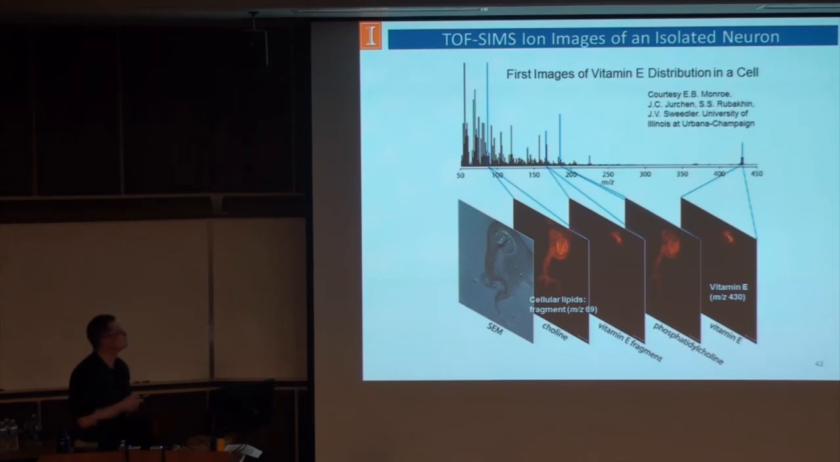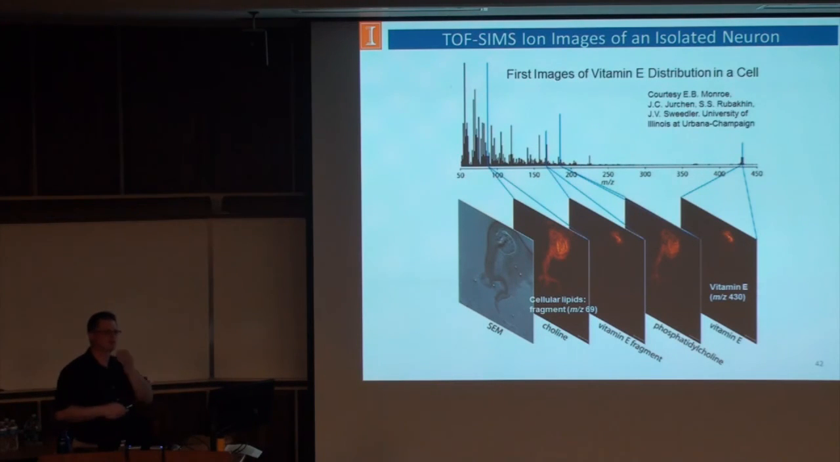This is some biological work that was done early on by Eric Monroe in the Sweedler group. They were looking at the vitamin E distribution in some cells. What we see here is a mass spectrum and then some images that were created from different masses. Vitamin E occurs at mass 430. But we have all these other peaks, so we don't know necessarily what they are. That's part of the difficulty with doing TOF SIMS: you get lots of peaks, but you don't know what they are.